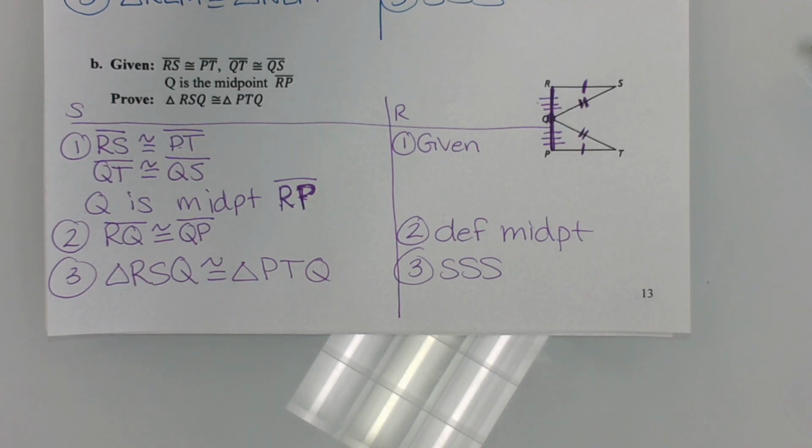Now, as you get into your proofs today, they are not guaranteed to all be SSS. They could be a mixture of SSS and SAS. That's where you have to look at the picture. That's why I recommend you mark the picture. Because if I see 2 triangles that look like this, is that SSS or SAS? SSS, that's 3 sides.